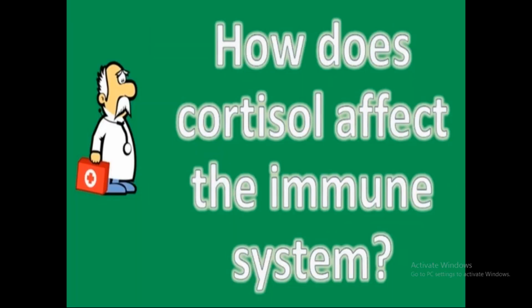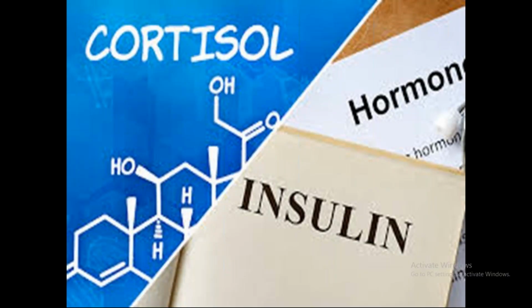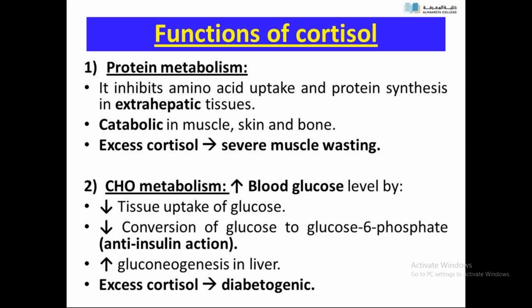If you see the functions of cortisol, mainly on protein metabolism, it inhibits amino acid uptake and catabolism in muscle, skin and bone, and excessive cortisol leads to severe muscle wasting. On carbohydrate metabolism, it increases the blood sugar level, decreases the tissue uptake of glucose, decreases the conversion of glucose to glucose 6 phosphate, and increases gluconeogenesis in the liver. Excessive cortisol is diabetogenic.